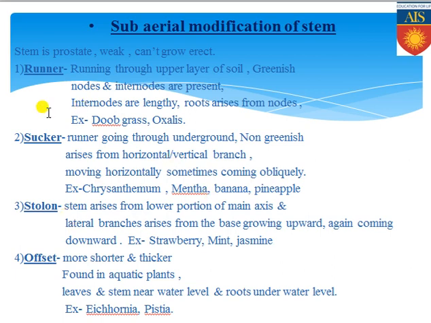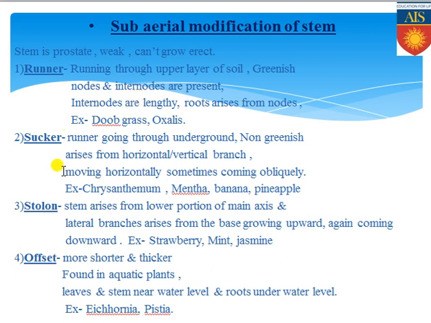Vertically they can't grow. For any of the subaerial modifications, the stem does not grow vertically, rather it moves horizontally. If you go to the sucker, this is also like a runner, running horizontally, but not along the ground surface, rather just below the ground, that means underground. Since they are present below the ground, they are non-greenish in color, arising from horizontal and vertical branches, and it moves horizontally, sometimes obliquely also. As examples, chrysanthemum, mentha, banana and pineapple all show this subaerial modification of the stem.